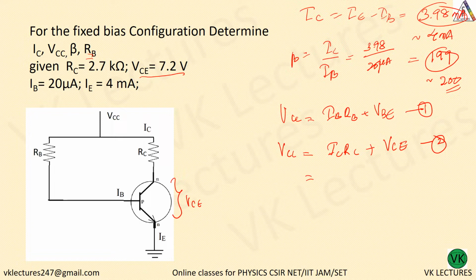IC, what is IC? Let's write 3.98. 3.98 into RC. RC value is 2.7K, plus VCE. What is VCE? 7.2 volt. Okay. Now 3.98 into 2.7. What is that value?